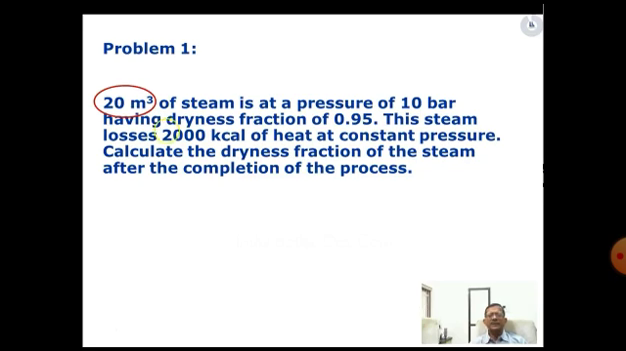Second thing is that 2000 kilocalorie of heat is lost by this steam. And if you are having a steam table of kilojoule that is in a SI system and you are calculating everything in a SI system, you must not forget to convert this kilocalorie into kilojoule before doing any calculation. The third thing is that even after losing the heat, the pressure doesn't change. So the 10 bar remains 10 bar, right?